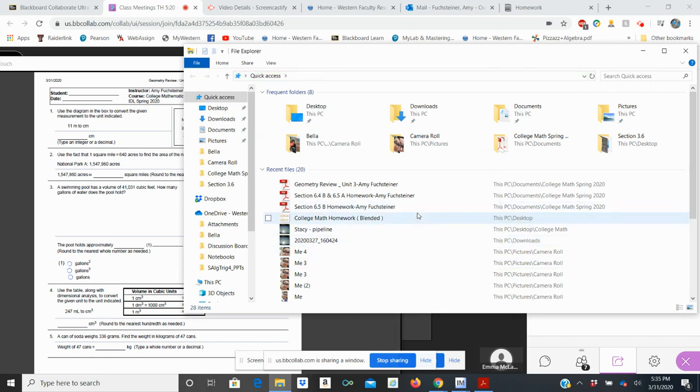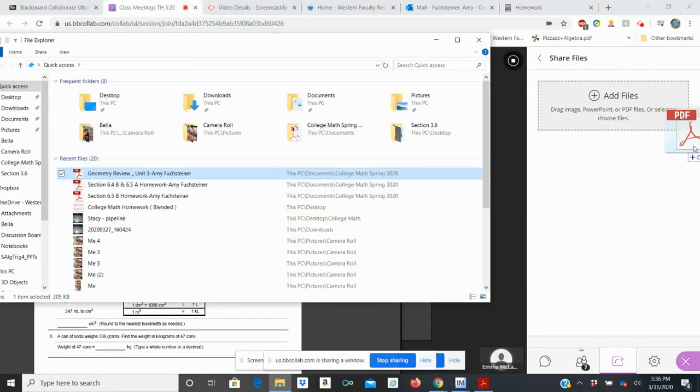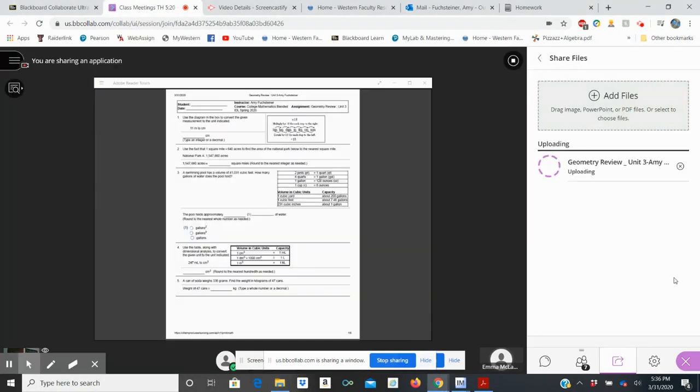It is the review on my lab. Let me see how this works. All right, so at this point, I put that file on a shared disk.